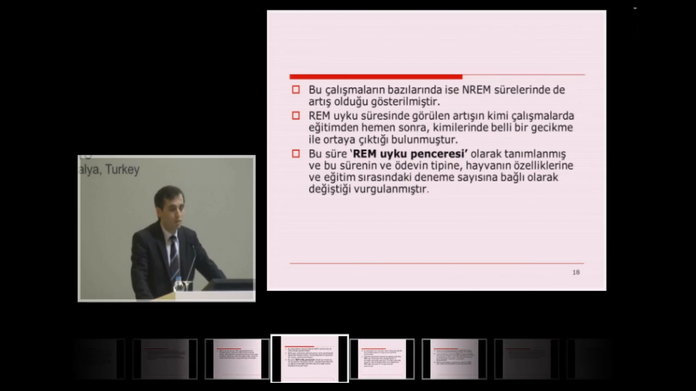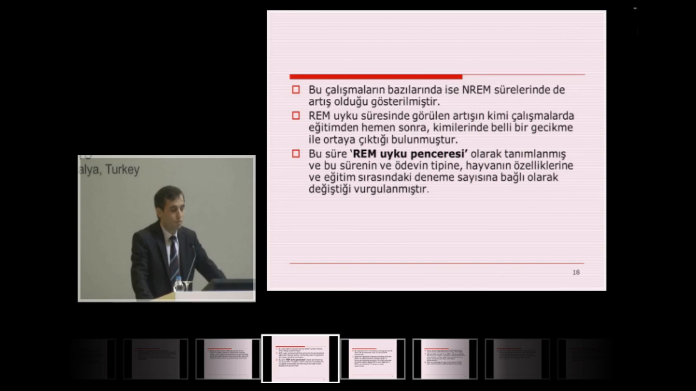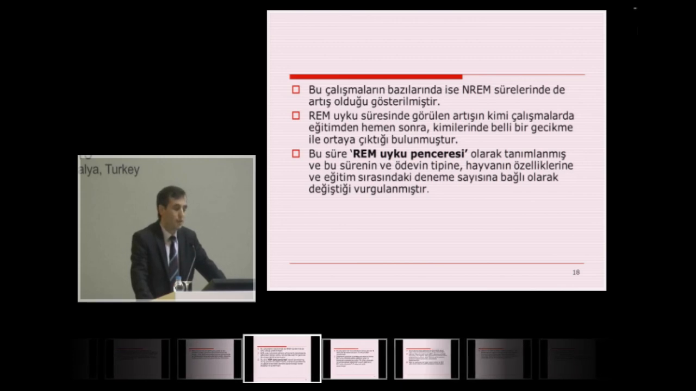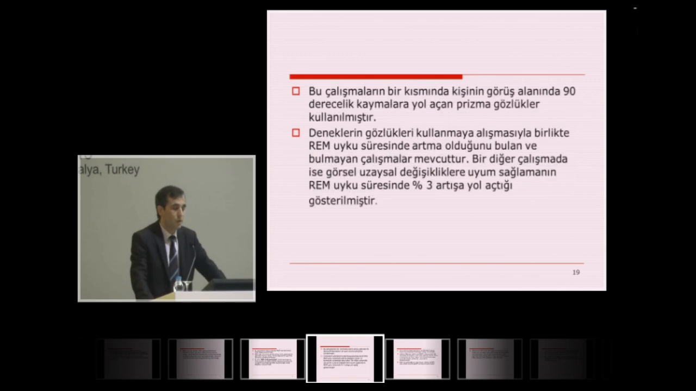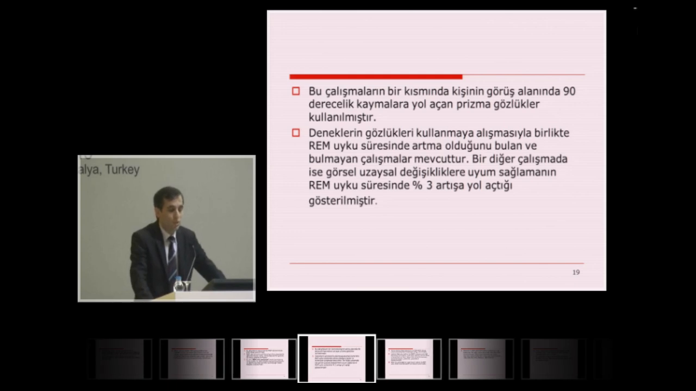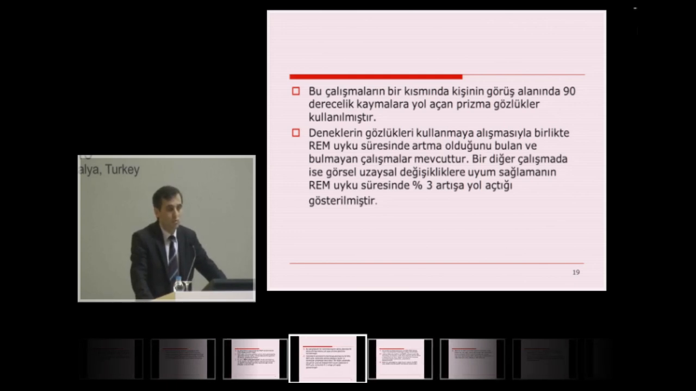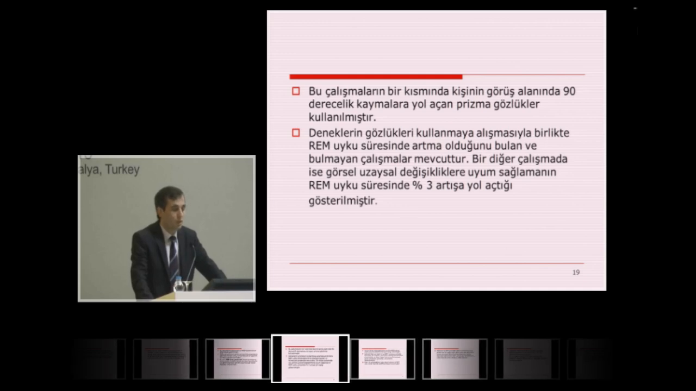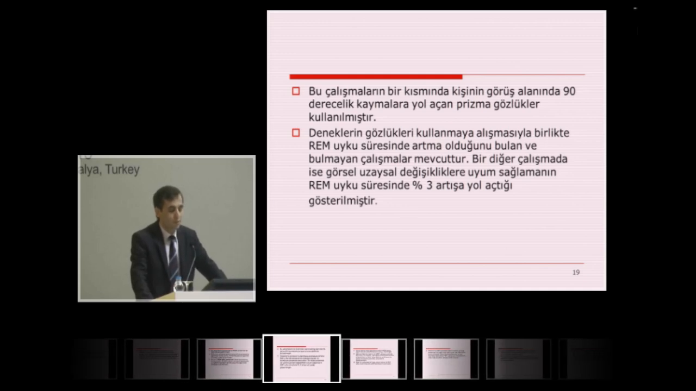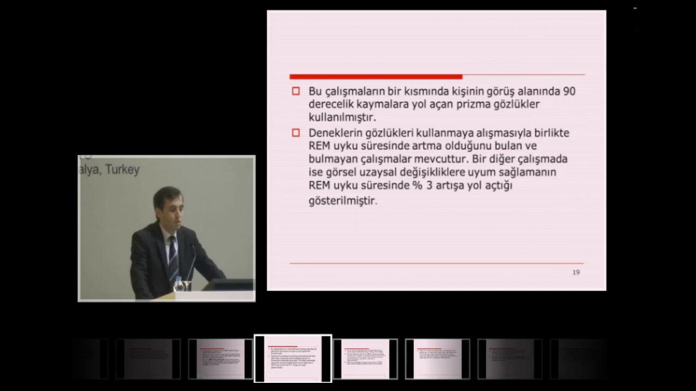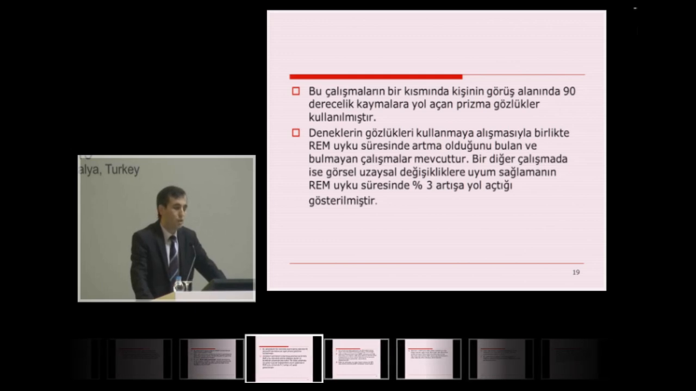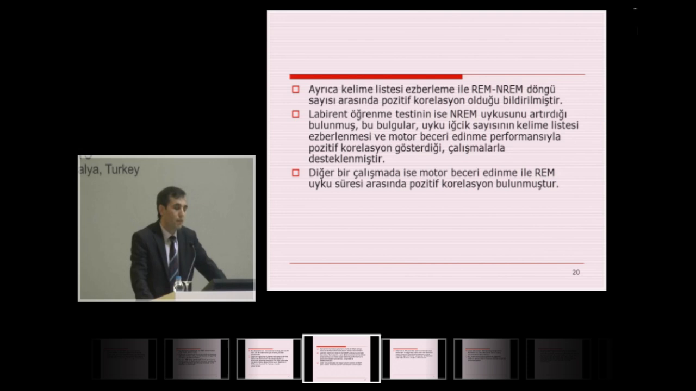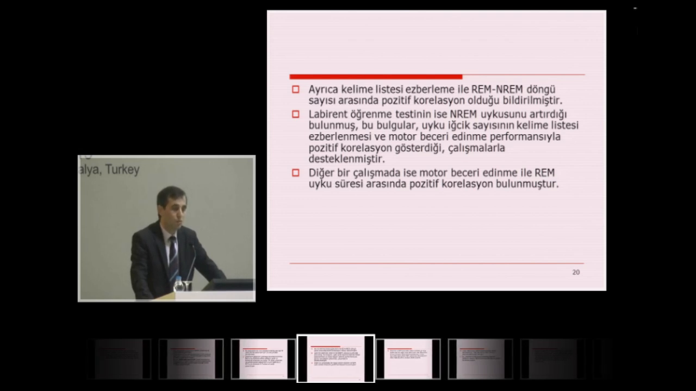So in some studies, REM sleep duration increases right after education, and then there is a delay in some other studies. This is the REM sleeping window. In some studies, prism glasses are used that result in 90 degrees of shifts in the visual space of an individual. And in order to adapt to these visual and spatial changes, the REM duration increases by 3%.